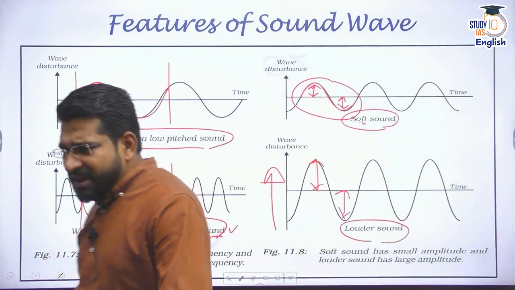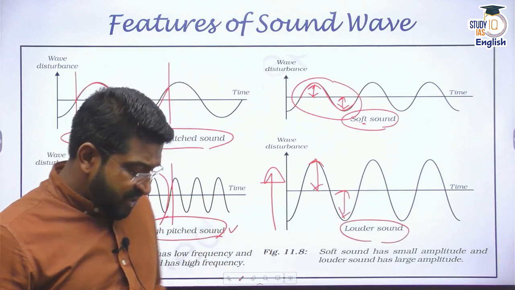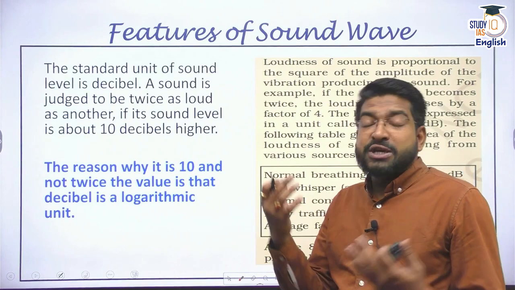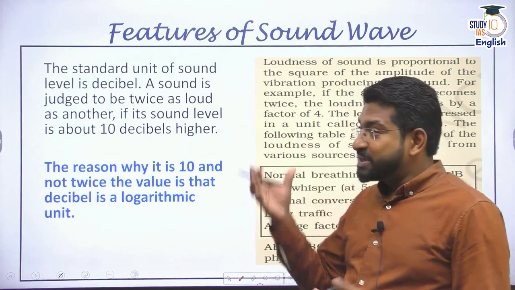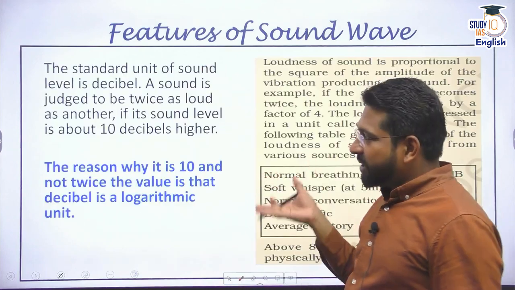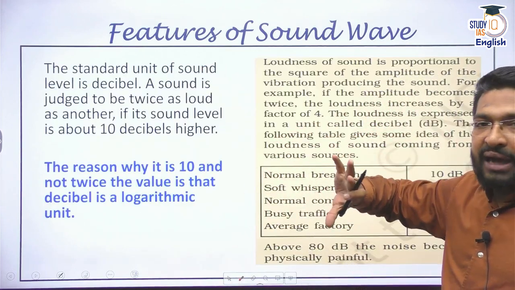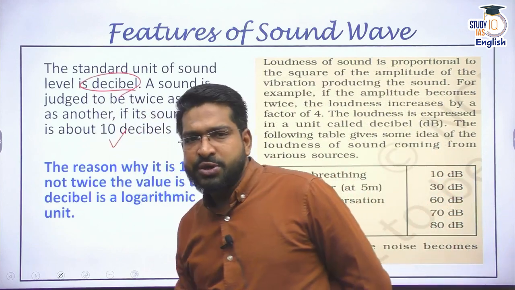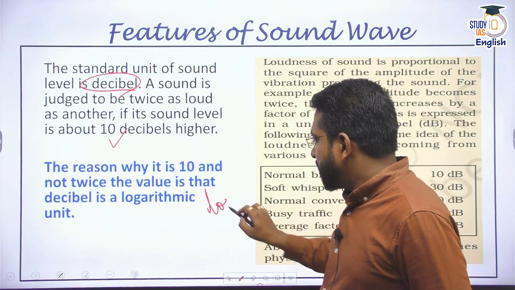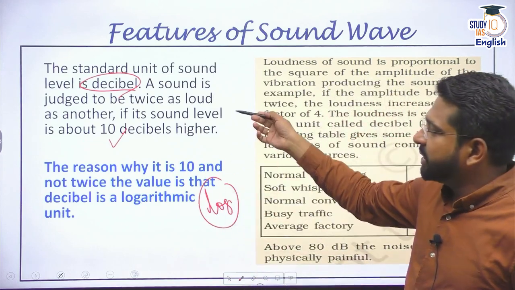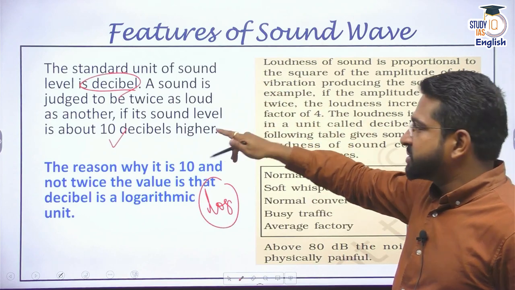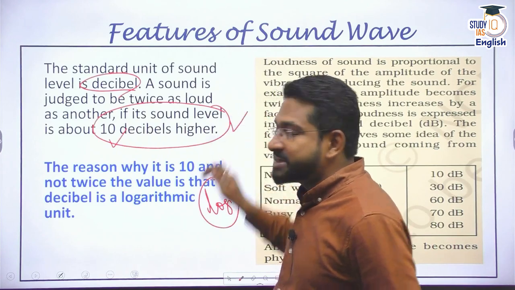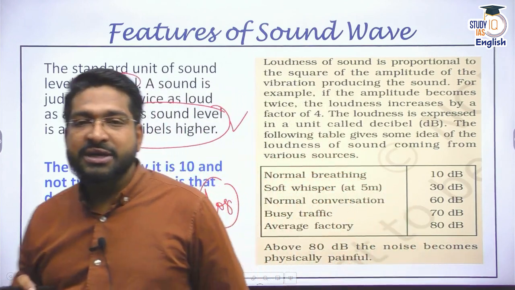Based on amplitude, pitch and loudness, we talk about different features of sound waves. For example, something is music to our ears, something is noise. It is based on these parameters. Apart from this, the loudness of sound is measured in decibels. We have discussed this before. The decibel is a logarithmic scale, meaning a sound is twice as loud as another if its sound level is about 10 decibels higher. Why 10 decibels? Because it is a logarithmic scale.